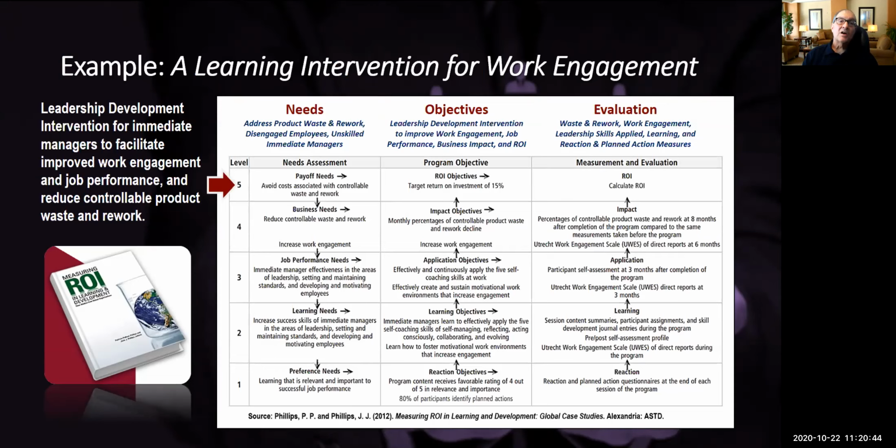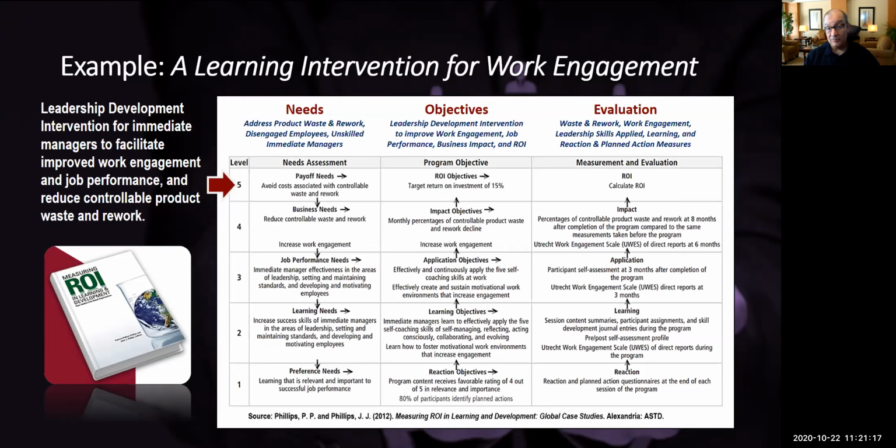Okay. So, first line, let's start at level 5, payoff needs. Avoid costs associated with controllable waste and rework. Remember, these were plastic pellets, a product that the company was making, and it would be sold off to be formed into edible, medical, plastic wrappings, those kinds of things, or containers for sodas or cosmetics. Anyway, there was too much waste, too much rework, and much of it was controllable.